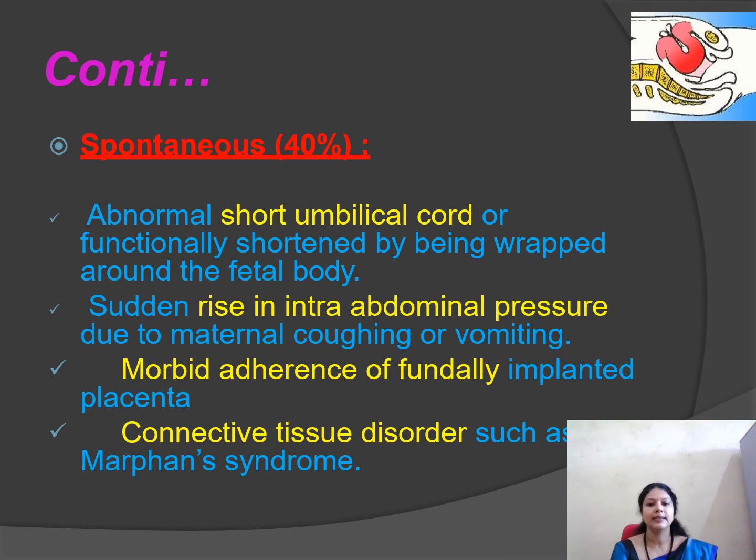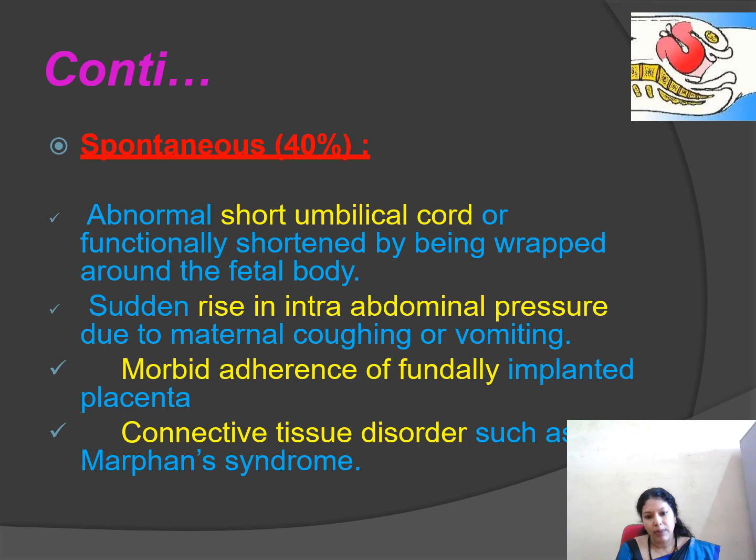And another reason is sudden raise in the intra-abdominal pressure. All of a sudden, if the pressure inside the abdominal cavity is increasing, for example, when the mother is coughing or when the mother is vomiting, that may lead to the increased abdominal pressure, and that pressure may pull the uterus downward. And another reason is morbid adherent placenta. Already I have told you about that. If the placenta is adhered very deeply, there is a chance for inversion of the uterus.